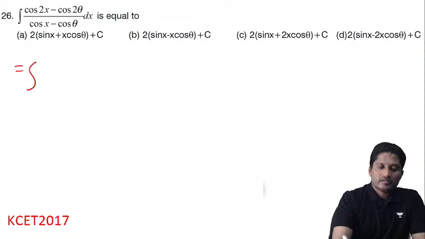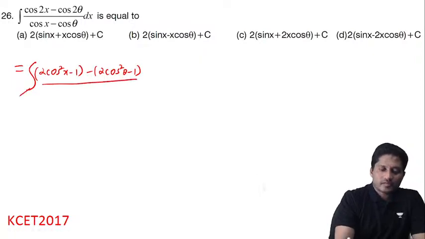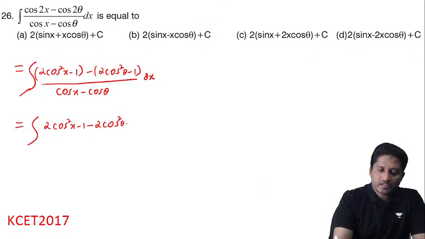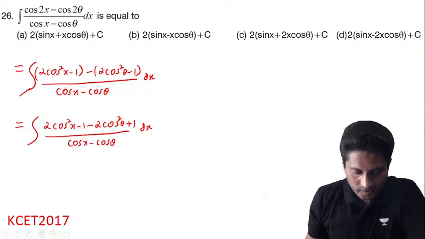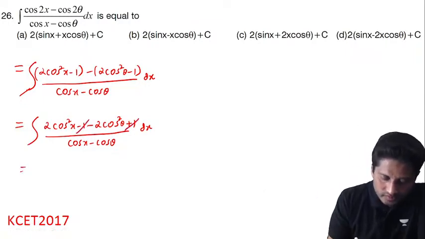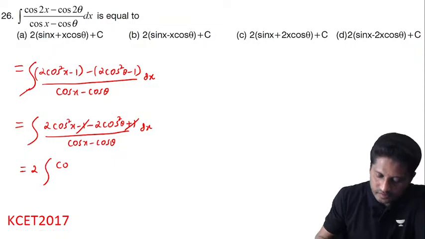Cos 2x is 2 cos square x minus 1. Again, cos 2 theta is 2 cos square theta minus 1. Okay, whole divided by cos x minus cos theta, then dx. Integration of 2 cos square x minus 1 minus 2 cos square theta, minus of minus is plus 1, whole divided by cos x minus cos theta, then dx. This minus 1 plus 1 will cancel. 2 is a constant, take it out.